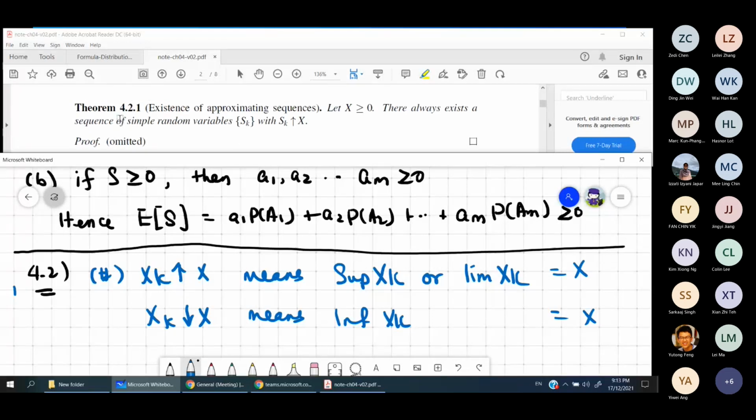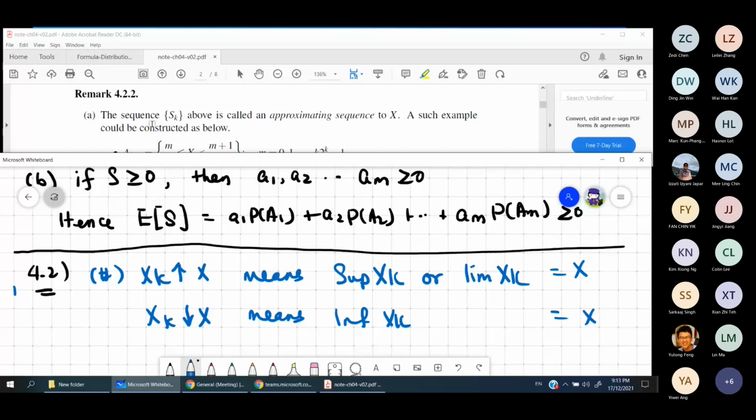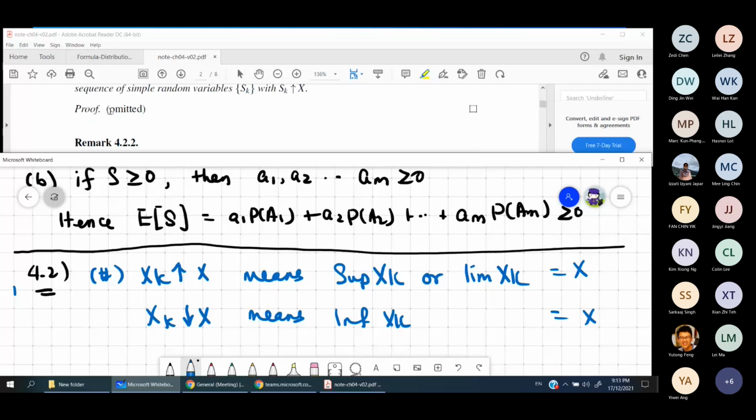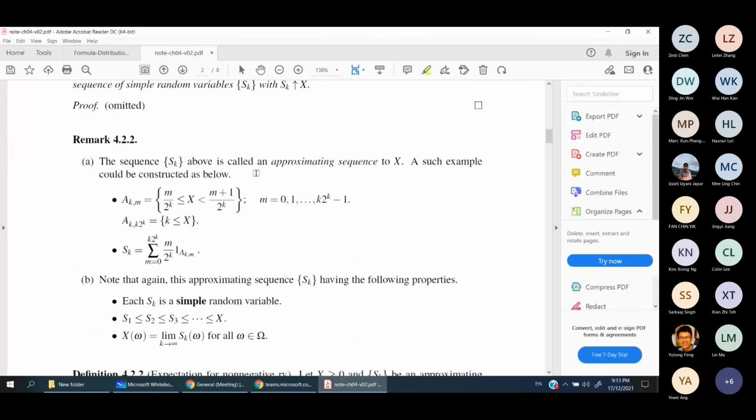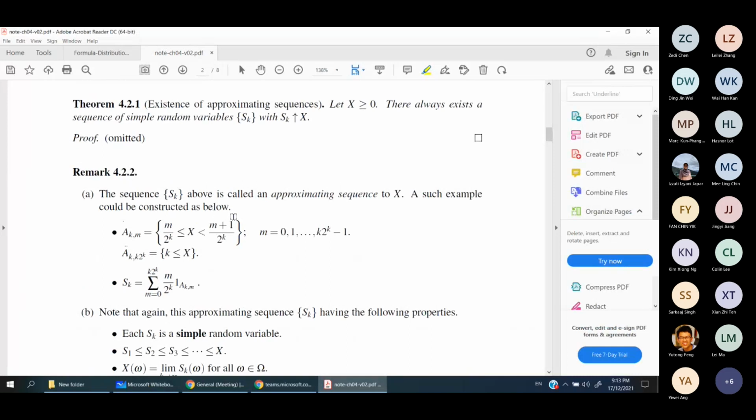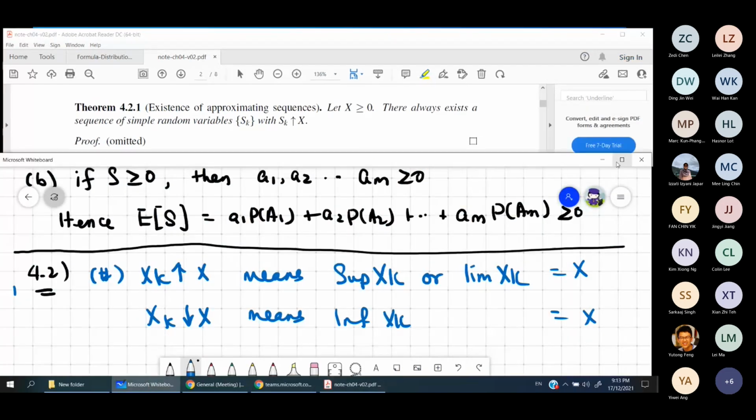Okay, next will be this. You can take it for granted. If X is a non-negative random variable, we can always construct a sequence of simple random variables Xk that converges to X increasingly. So the proof, I'm not going to look at the proof, but just give you the construction for it. This is one way that we can construct such a simple random variable. Maybe it would be better if I do it over here.